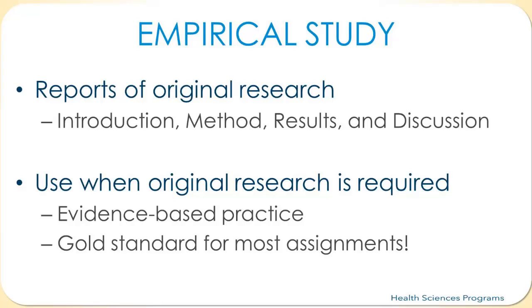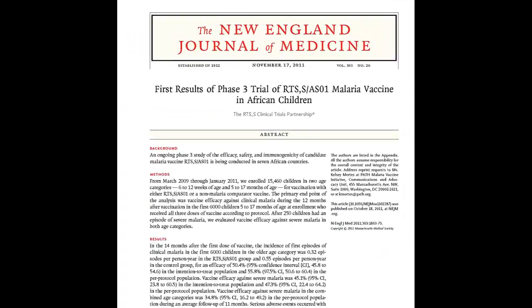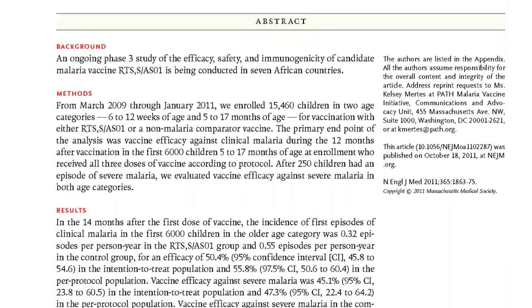In thinking about empirical studies, consider these the descriptive versions in your research portfolio. They are the gold standards of original research. This is an example of an empirical study. The abstract provides a quick way to determine if this could be empirical work. Skimming the abstract for clues is a good first step.